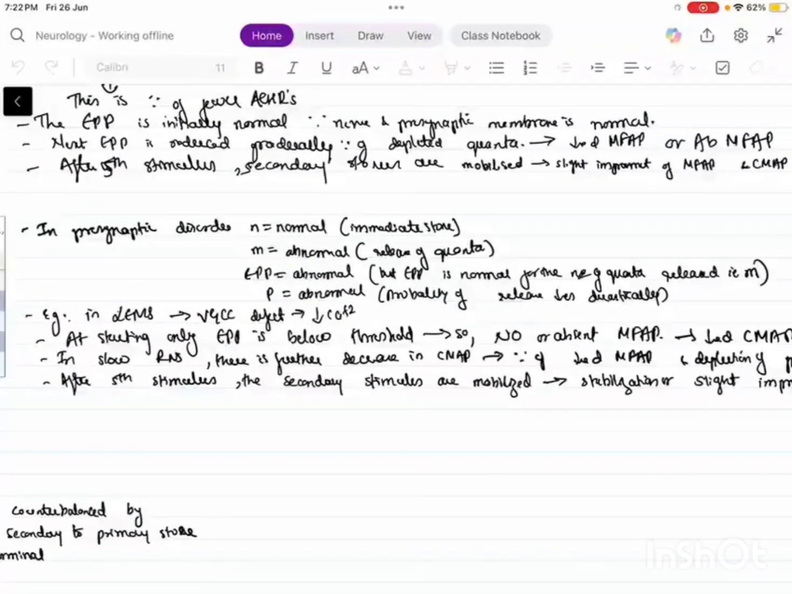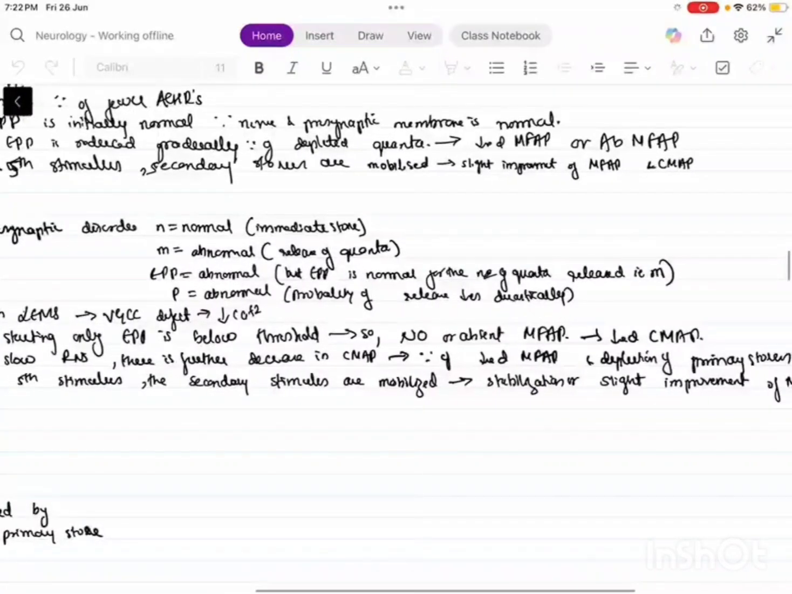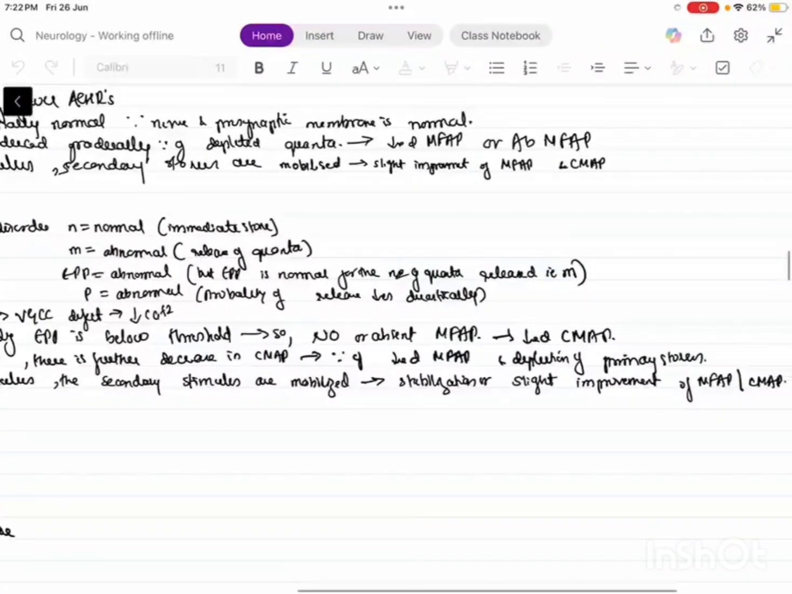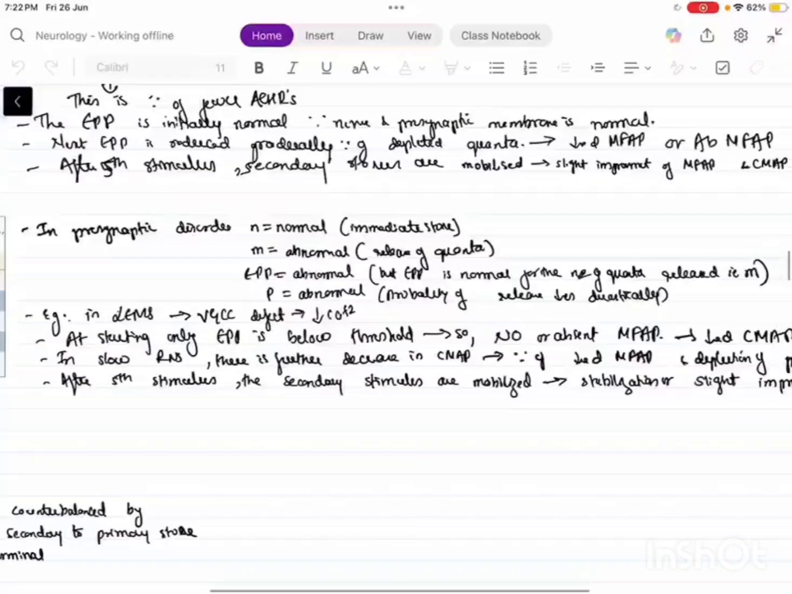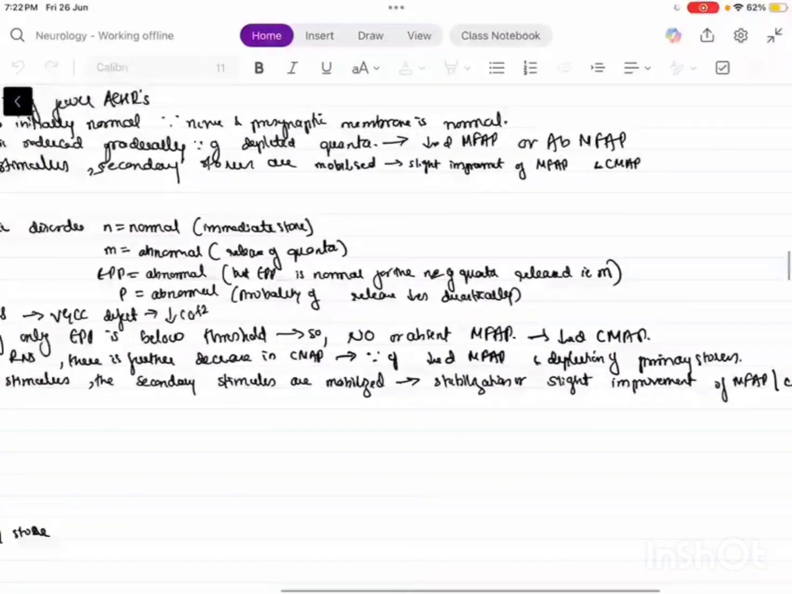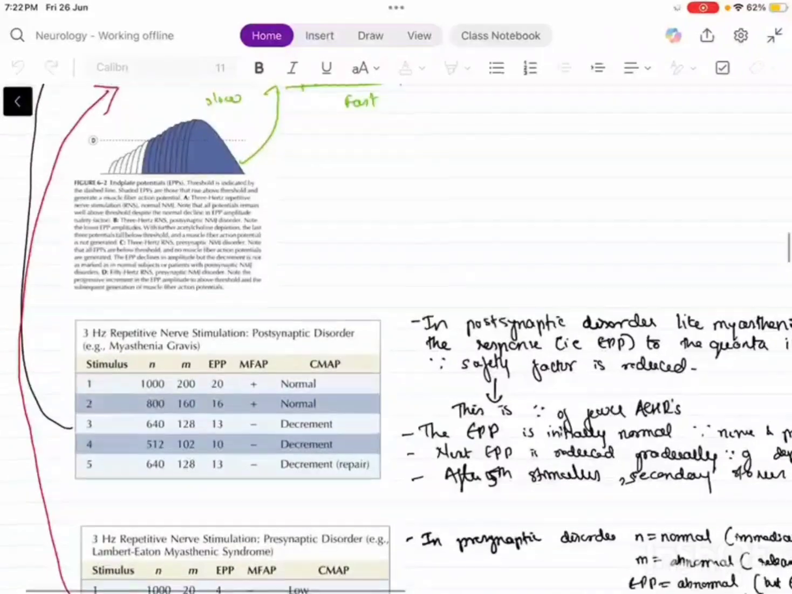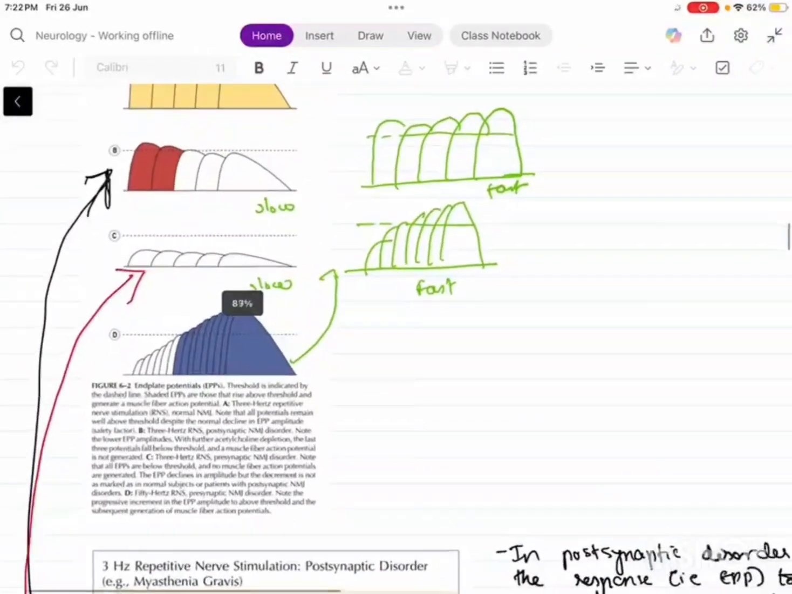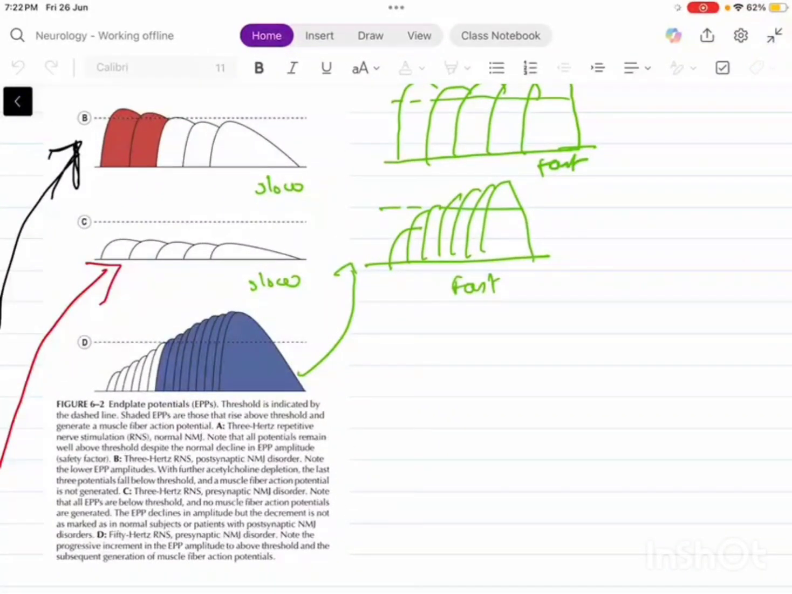In slow RNS, there is a further decrease in CMAP because of decreased MFAP and depletion of the primary stores. After the fifth stimulus, the secondary stores are mobilized, and stabilization or slight improvement of the MFAP or CMAP is seen. You can see this is slow RNS in the case of a presynaptic disorder.